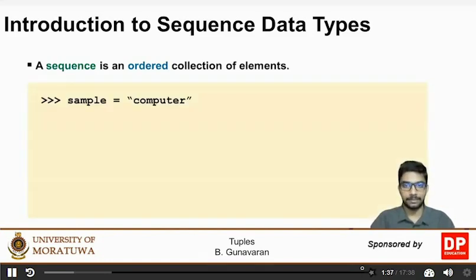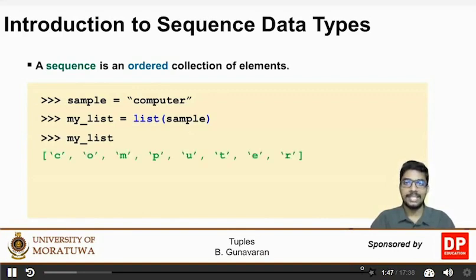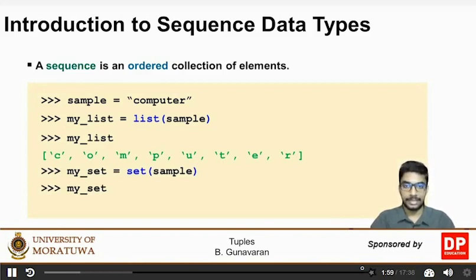Consider the following example. We have a variable with the string computer. Then we create a list with these letters. When we print the list, we can see that the list keeps the elements in the same order as the input. Next, we create a set, which is another data type in Python, with these same letters. When we print the set, you can see that the letters are in a completely different order. Therefore, we categorize list as an ordered data type and set as an unordered data type.